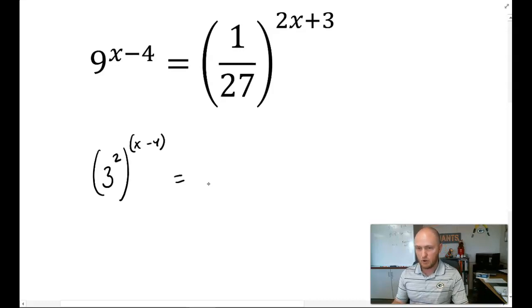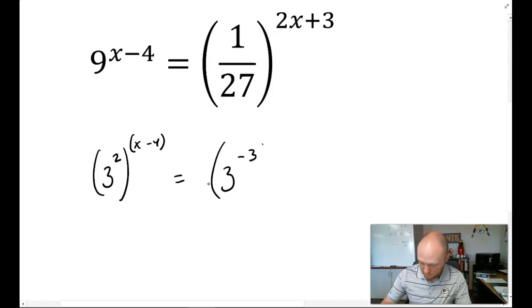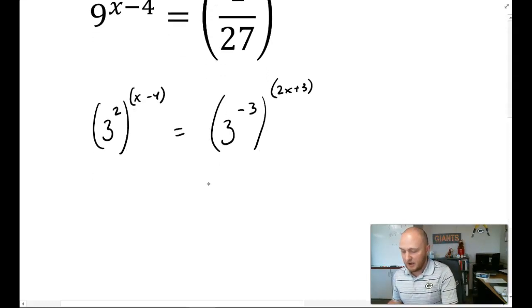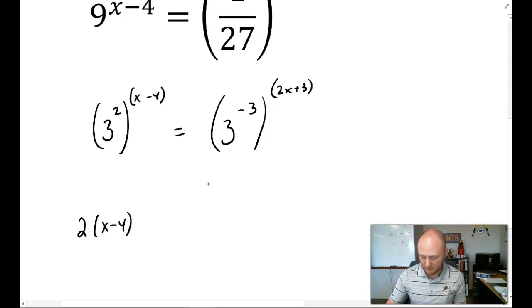Okay, and then I have 1 over 27. This is going to be 3 to the power of negative 3, to the power of 2x plus 3. Okay, so now I have the same base. Therefore, I can go ahead and set their exponents equal. So 2 times x minus 4 is equal to negative 3 times 2x plus 3.